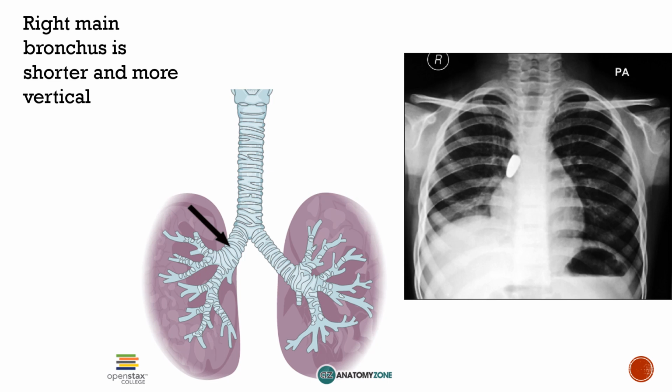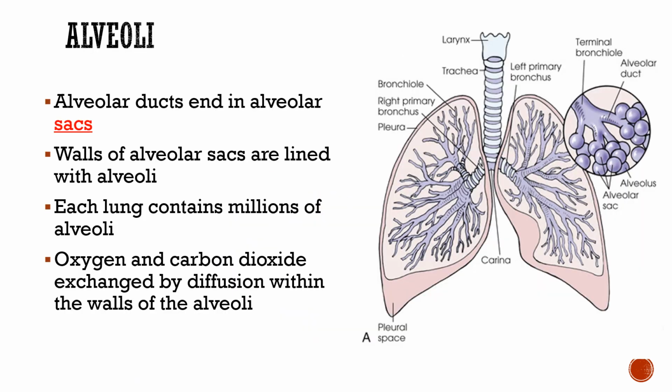Now the right main bronchus, like I mentioned before, is shorter and more vertical. Hopefully you can see that in this picture. It's also wider. And so this is a good location for foreign bodies to insert themselves, in the right main bronchus.